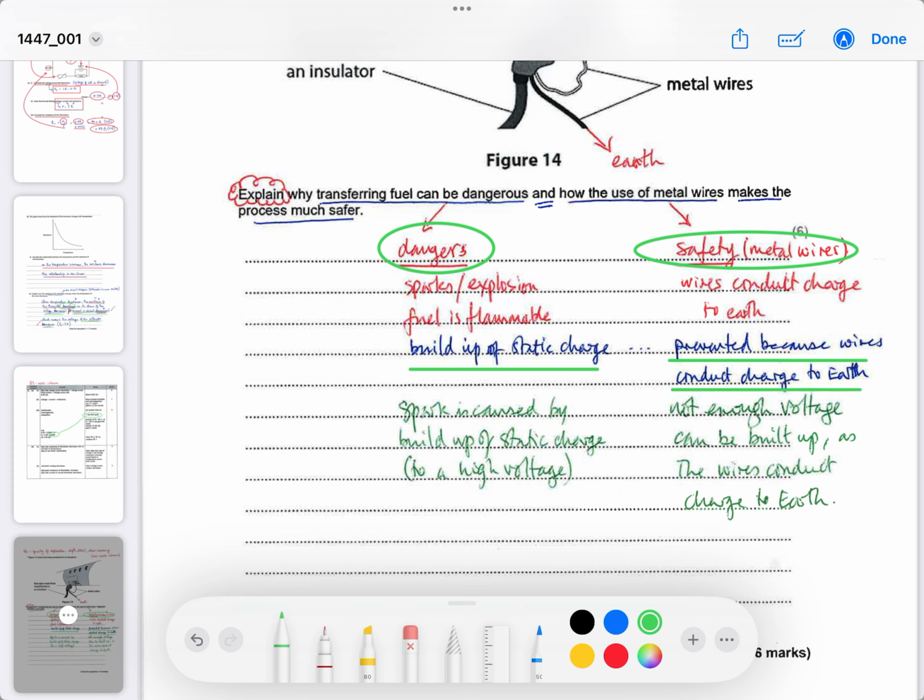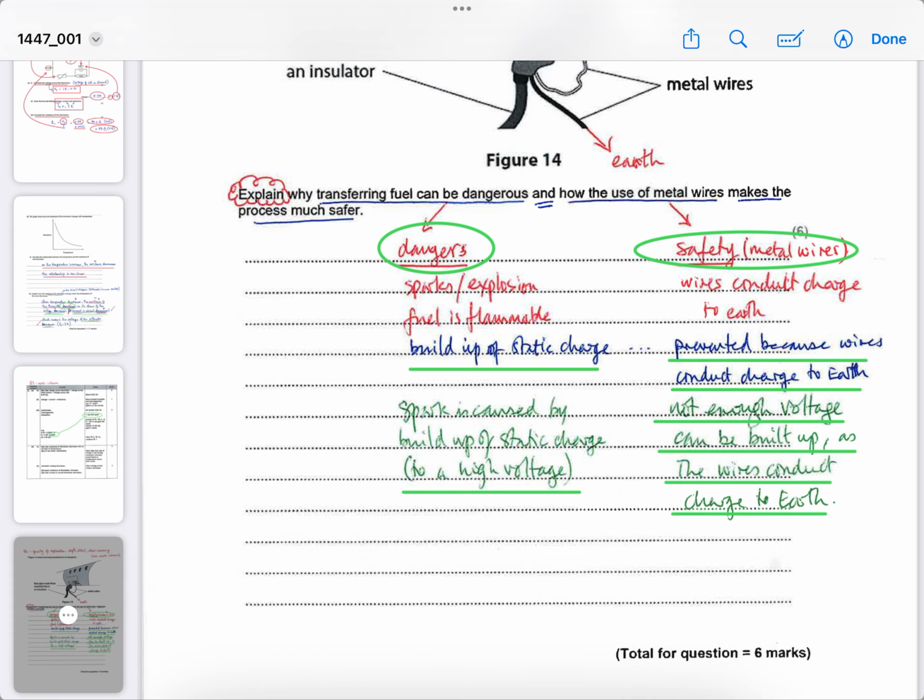Okay? So, and then for the green bit, additional detail, the spark is caused by a build-up of static charge that is high enough to create a high voltage between it and something else. Okay? Something that's uncharged. It says not enough voltage can be built up as the wires conduct the charge to earth. So this is additional detail, and that will get you closer to the 6 marks.